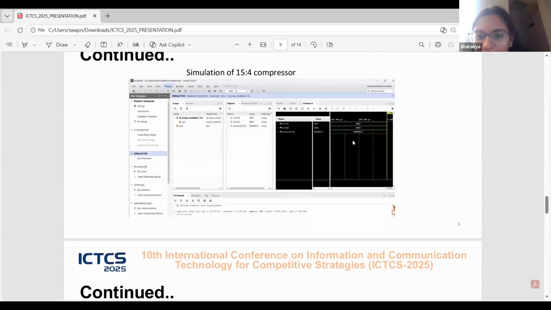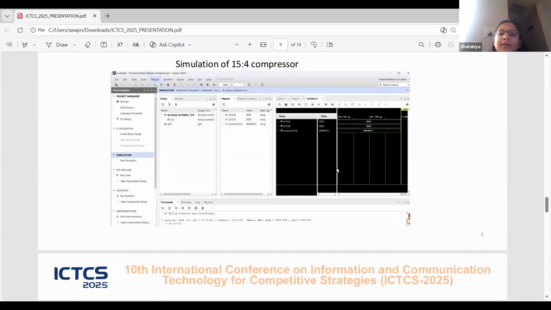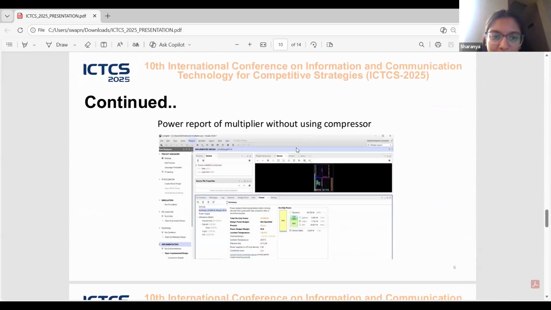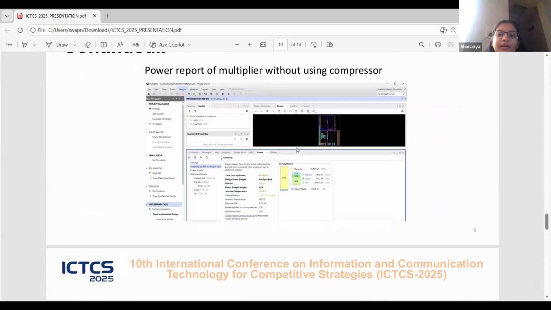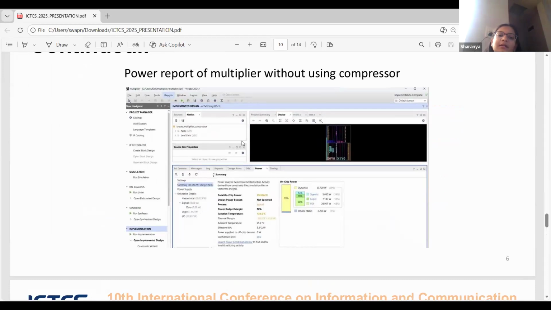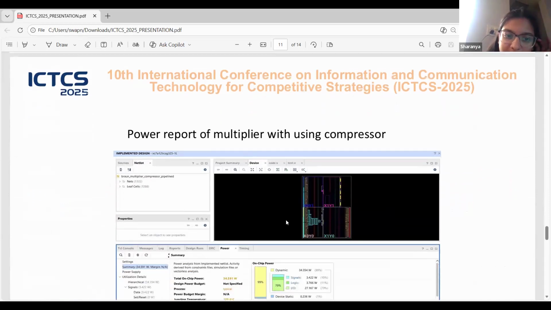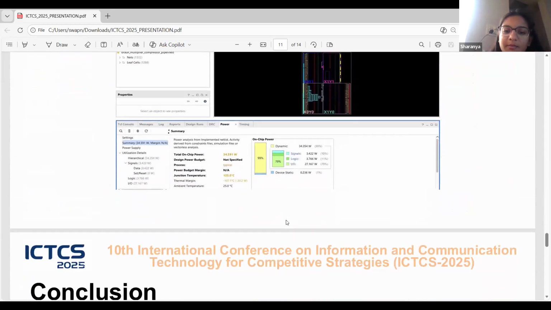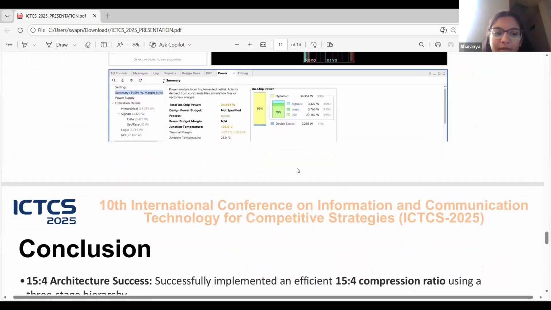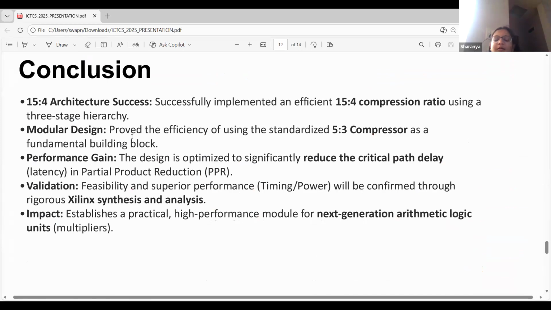Here is our simulation. We can see it's just a multiplication of two 16-bit numbers. Here is our power analysis of this multiplier without using the compressor module. Through the logic analyzer in Vivado, we can get the power report. And this is the power report with the compressor, which is 34.35.